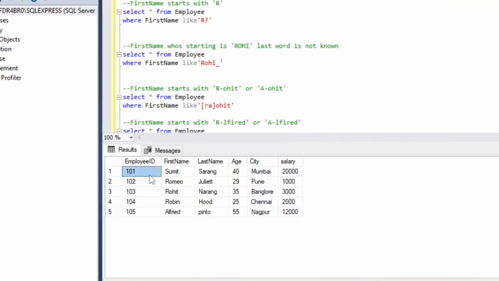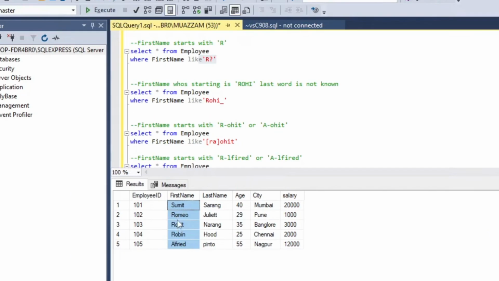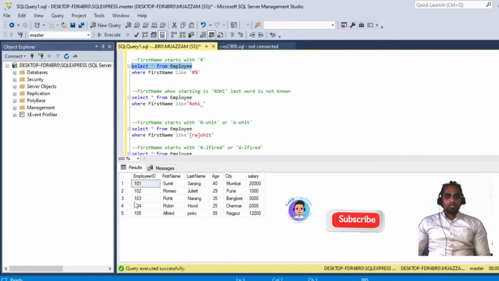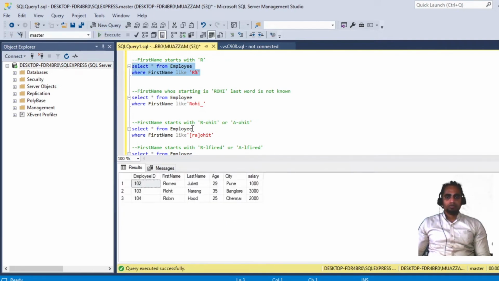So I have this table. If you can see, I want to fetch the first name column. Only three records are starting with the letter R. So here are my total records, and when I execute this, I will get only these three records.